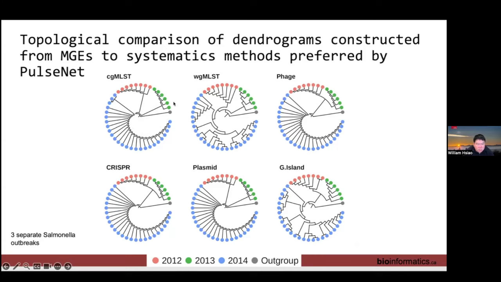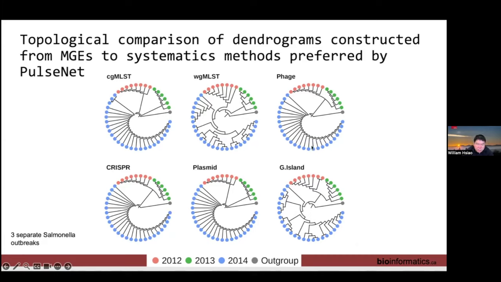As you can see, all the methods were able to differentiate the outbreaks, which are the colored dots. Same outbreaks have the same color, and you can see that all the colors are grouping together. But if you look more closely, the branching patterns between outbreaks are different. For example, in cgMLST, you can see that the outbreaks from 2012 and 2014 are grouped together. But if you look at phage as an example, you can see strains from the 2013 outbreak and strains from the 2012 outbreak clustering together.